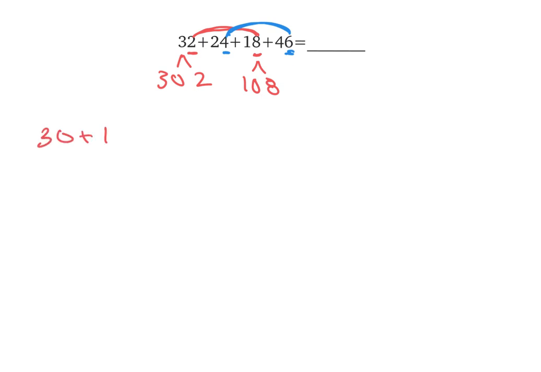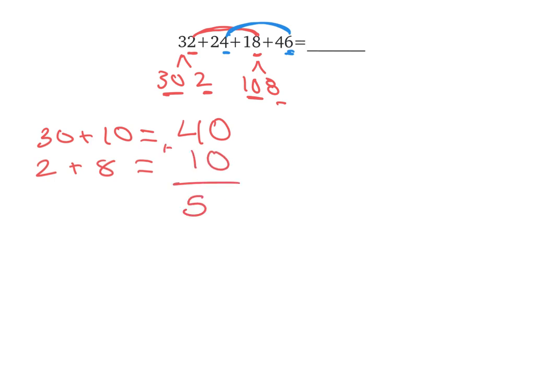30 plus 10, and I'm getting this from 30 and 10, and 2 and 8 can be broken down into equations to help us solve. So 30 and 10 gets us to 40, and 2 and 8 gets us to 10. If we go ahead and solve this equation, it's going to get us to 50.